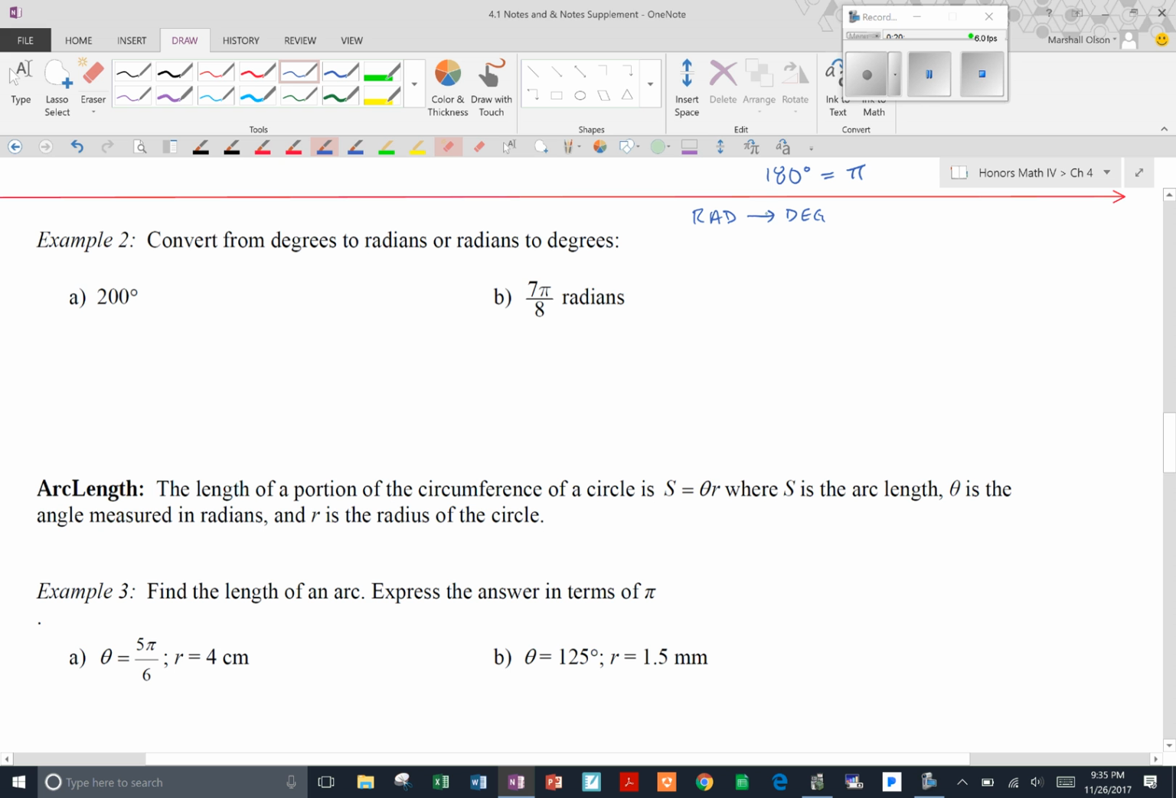So from radians to degrees, we want to multiply by 180 degrees over pi. That'll cancel the radians out and put us into degrees. If we want to go from degrees to radians, then we want to multiply by the reciprocal of that. We want to put the degrees in the denominator so they cancel out, and put the pi radians up in the numerator.